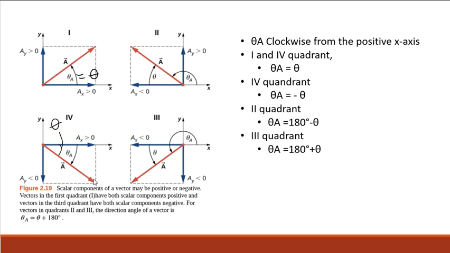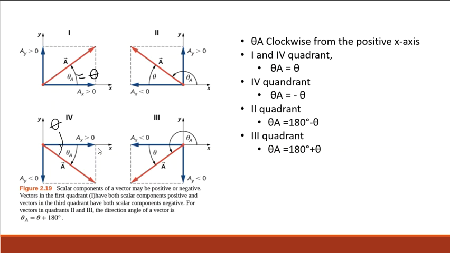Okay, so after you find out which quadrant it is, then look for the direction angle. For quadrant 1, theta, this angle here, equals the direction angle. The direction angle is measured from the positive x-axis. So they equal each other. For quadrant 2, or let's talk about quadrant 4 first. The vector will be pointing this way. This is theta. So tan theta equals the opposite over the adjacent length.